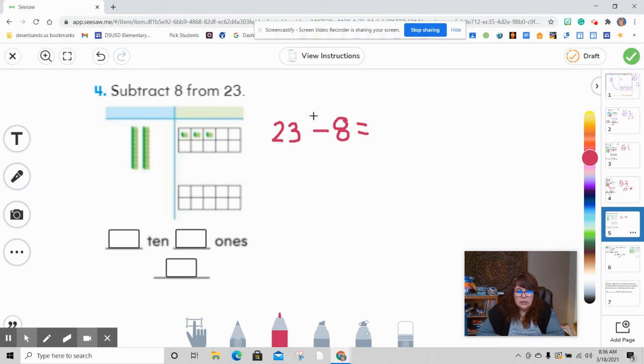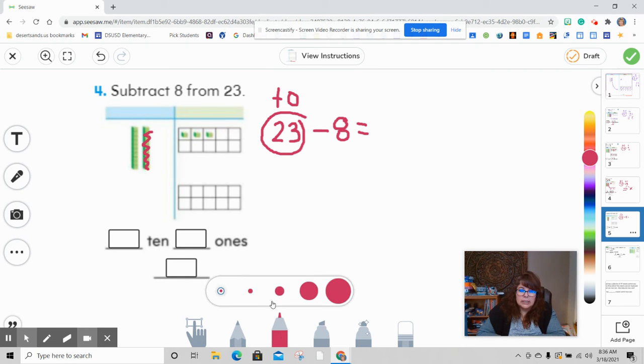Okay, so I know that I'm going to circle 23, and I have 2 digits, tens and ones, and my picture's already here, so that makes it easy. So now I have to take away 8, but I only have 3. So I have to regroup, move this 10 into the ones. 1, 2, 3, 4, 5, 6, 7, 8, 9, and 10. Now I can take away the 8.